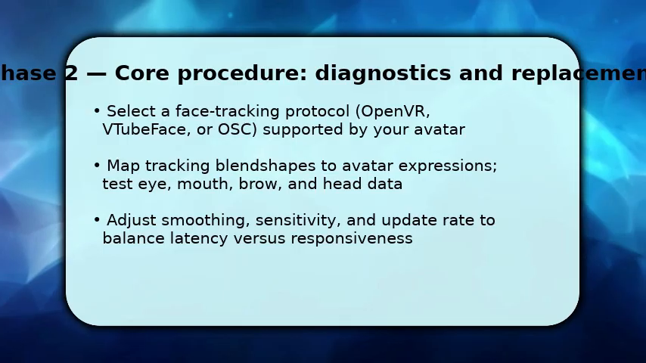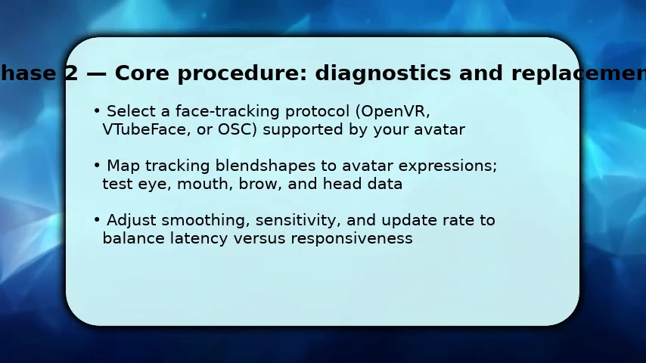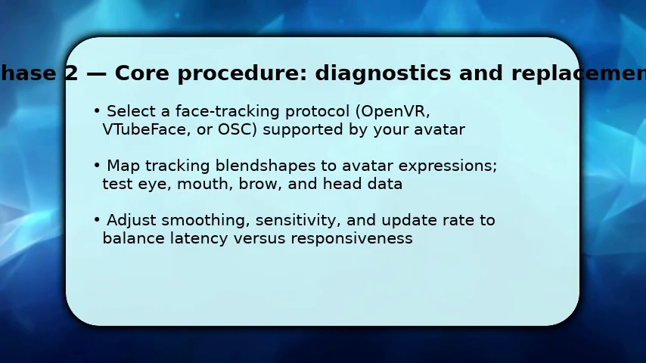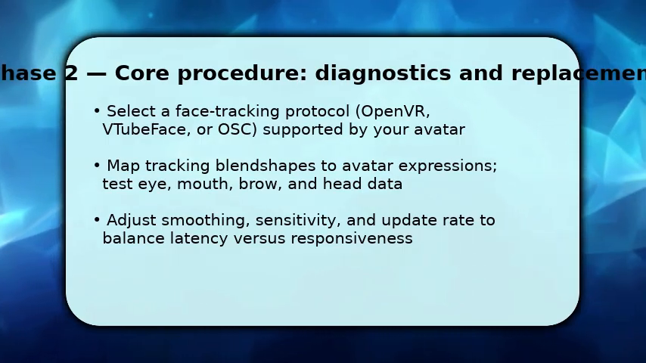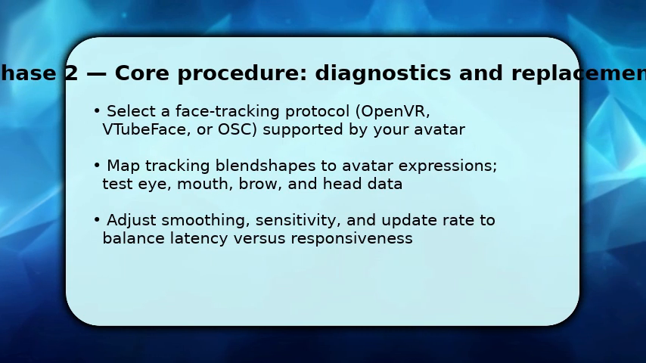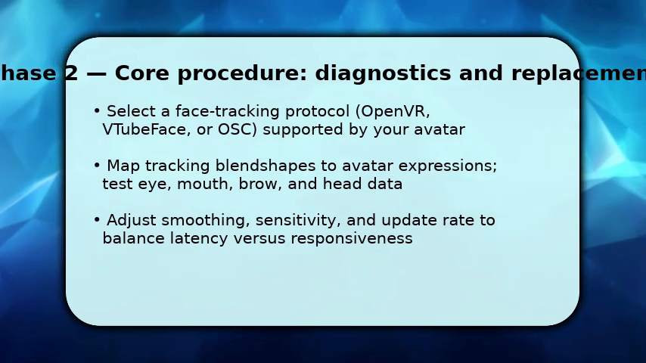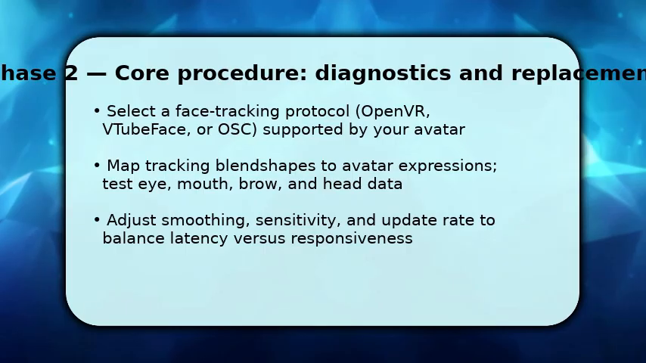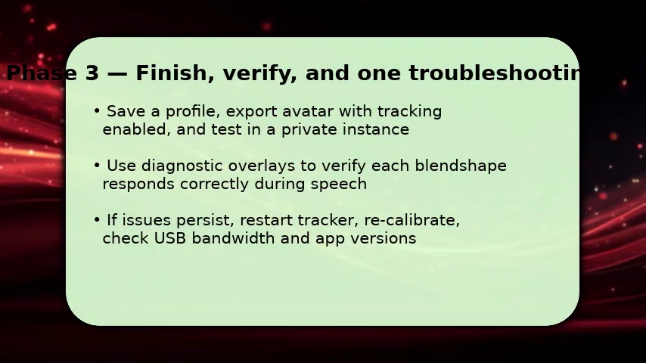Test actions live while adjusting smoothing and sensitivity to reduce twitching but keep natural motion. If latency rises, lower smoothing or increase update rate. This trade-off balances responsiveness. You finish by saving your tracking profile and exporting the avatar with those mappings.